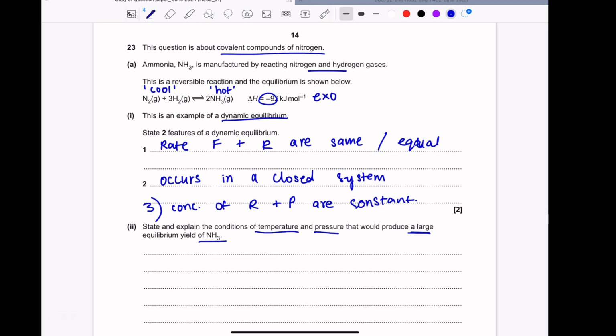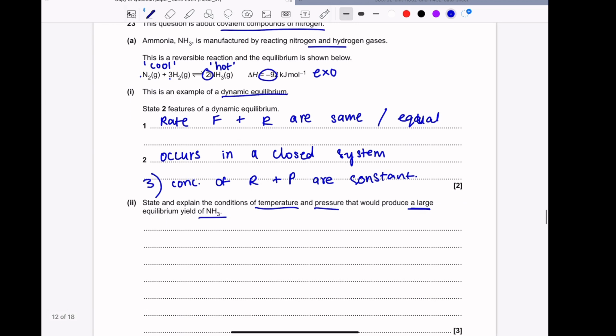Then in terms of pressure, the standard statement is that increasing pressure shifts it to the side with fewer moles. Now if we look at the side with fewer moles, it would have to be the product side because you've only got 2 moles of gas over here, whereas 3 and 1, so 4 moles of gas on the reactant side. So in this case, a high pressure would be favorable, as this would shift equilibrium to the side with fewer gas moles, which in this case is the right-hand side or the product side.